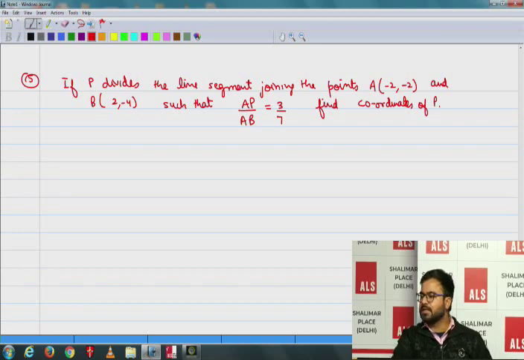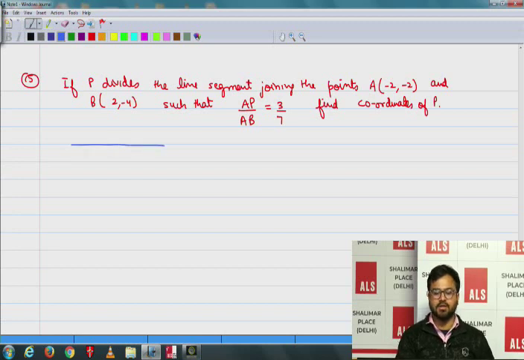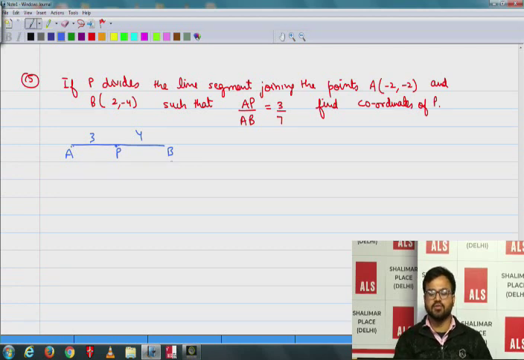So minus 2 by 7 and minus 20 by 7 you are getting. So let us solve this thing now. So AP, first of all, let us find the ratio, because suppose this is A and this is B. So point P is over here. So AP is to AB is 3 is to 7. So this is 3 and this complete part is 7. So PB would be 7 minus 3, which is 4. So now you can see AP upon AB is 3 is to 7. So basically the point P is dividing in the ratio 3 is to 4.